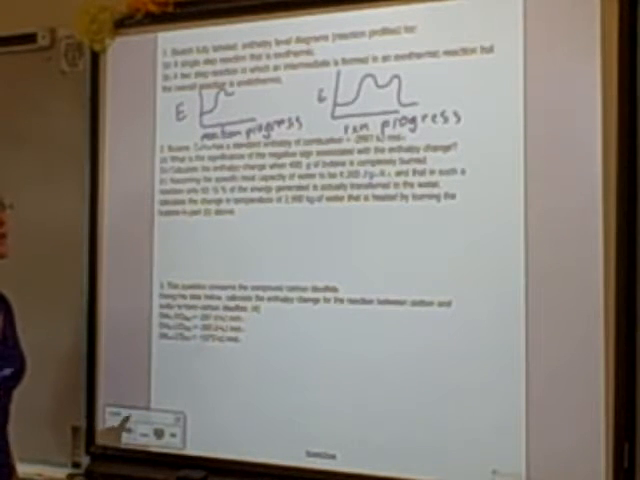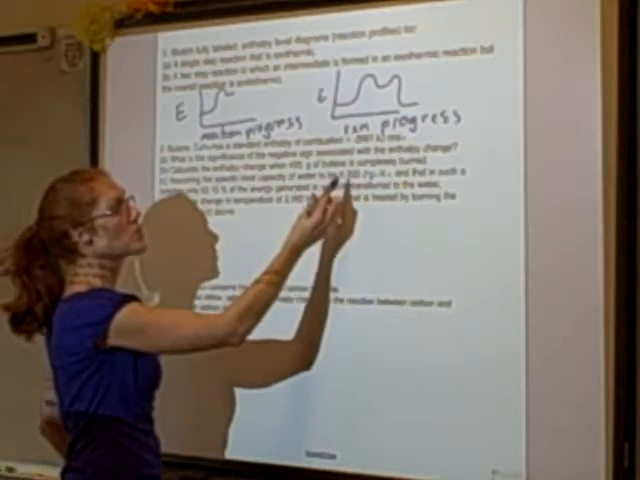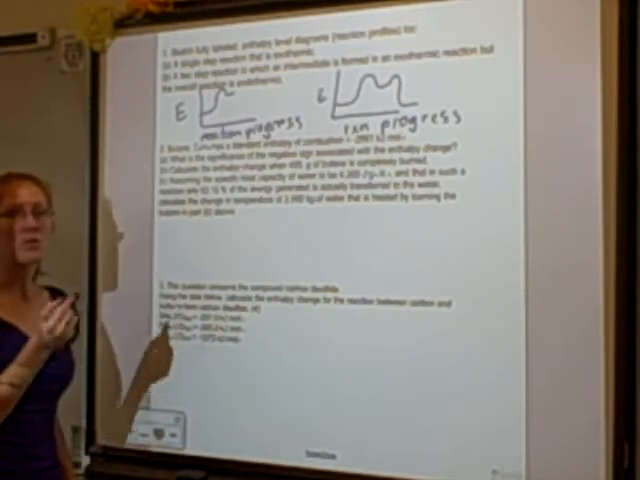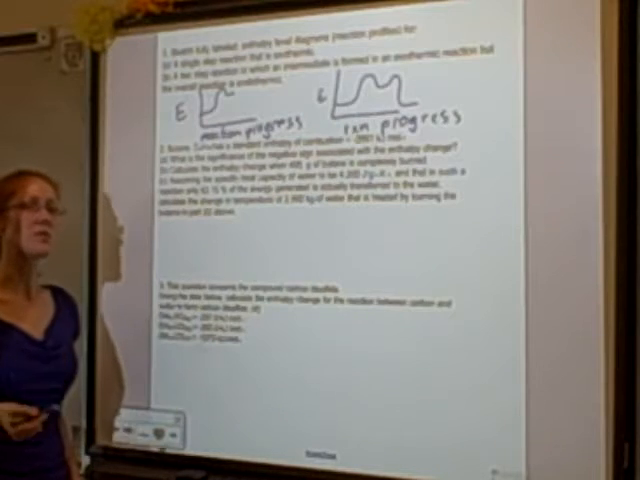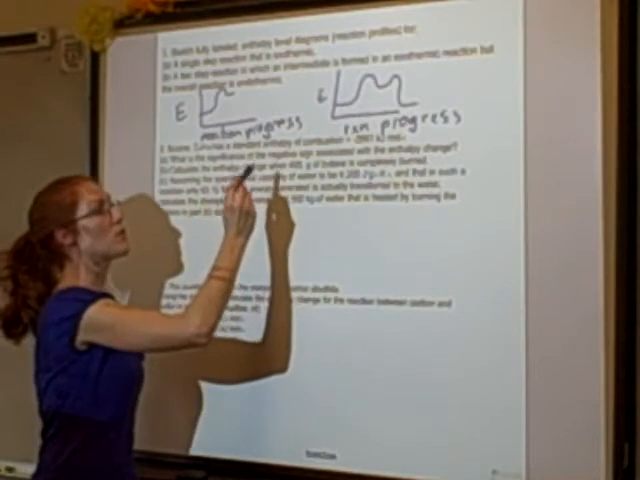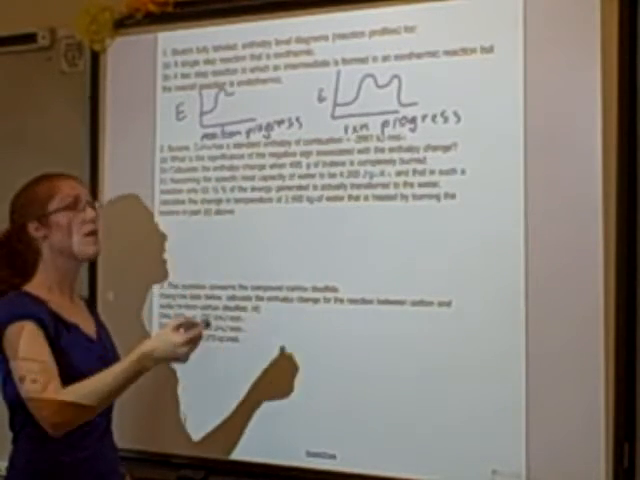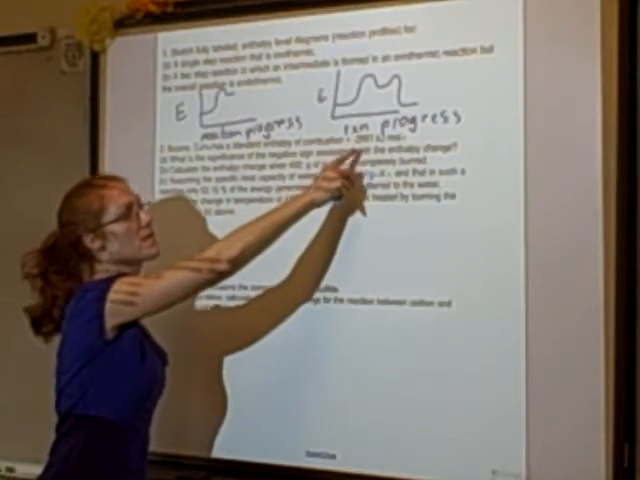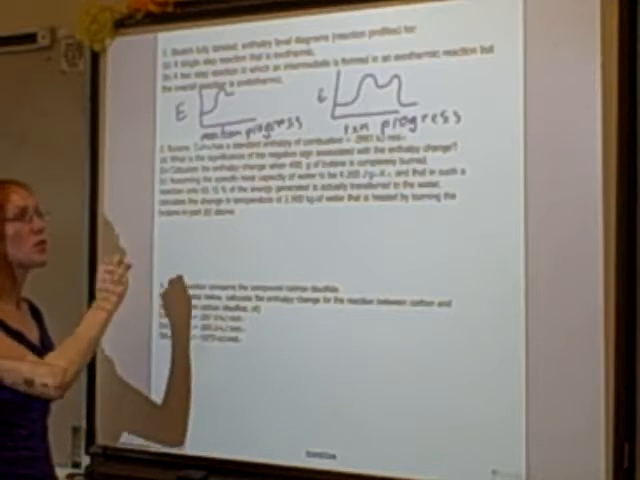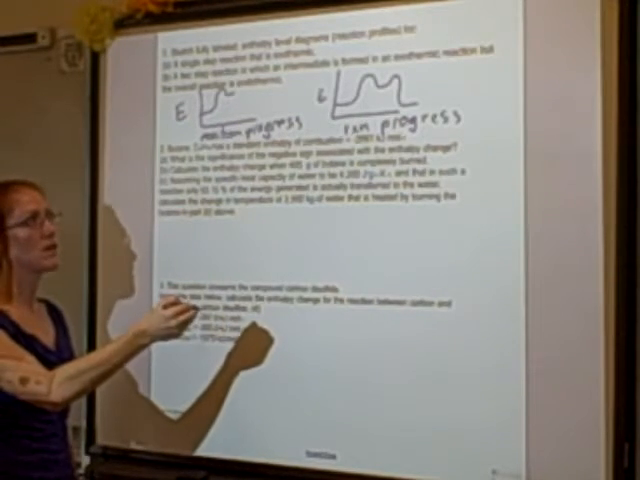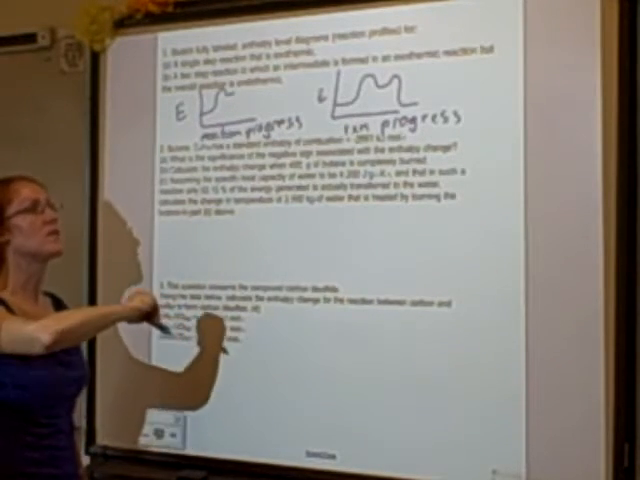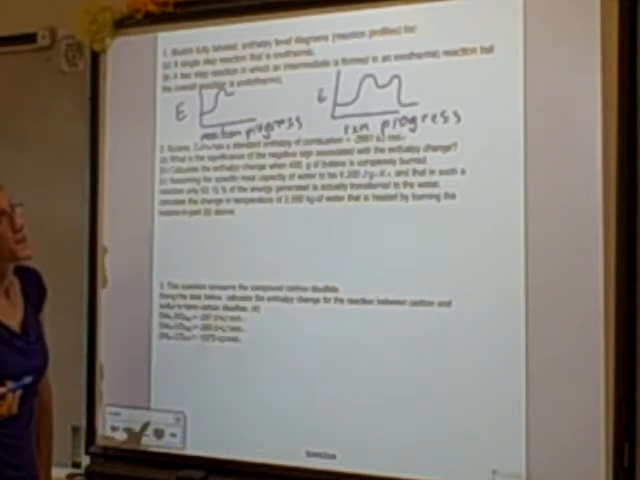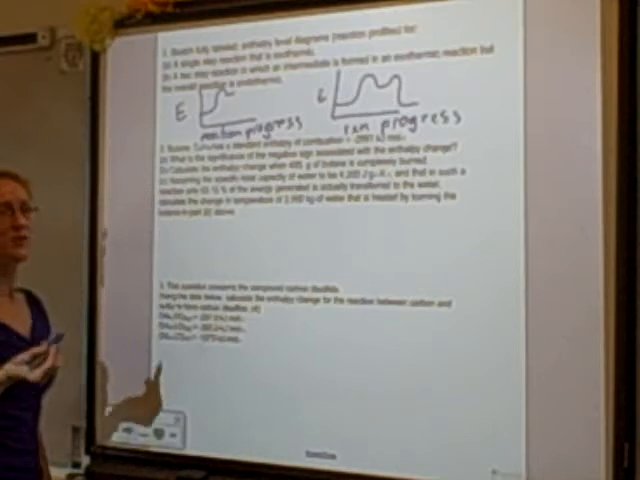So B is calculate the enthalpy change when you have 400 grams of butane. So we have grams, but the balanced chemical reaction doesn't relate grams, it relates moles. So convert grams of butane to moles of butane, and then use your equation to say for every 1 mole of butane, I give off this many kilojoules. So you're going from grams of butane to moles of butane, and then moles of butane combusted to kilojoules given off. For part C, you're going to use your answer from part B.